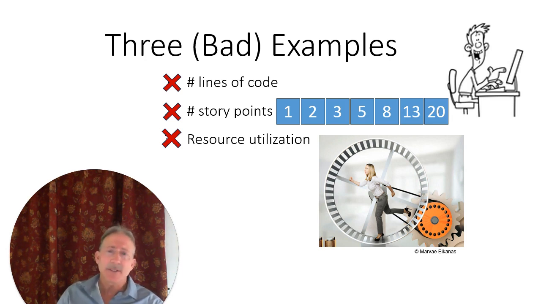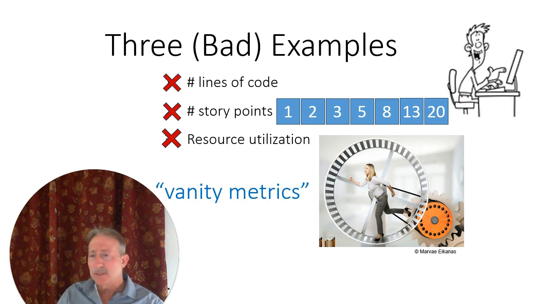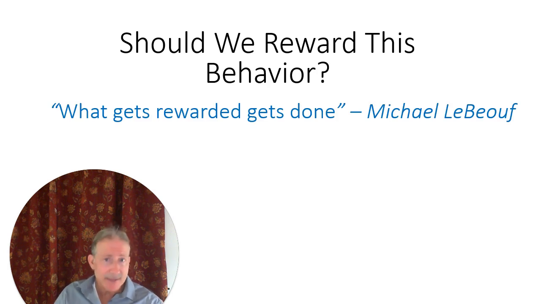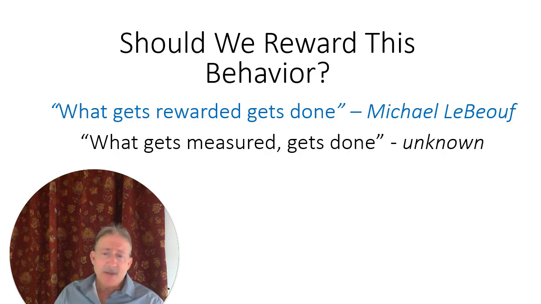And if you put these all together, they are what's known as vanity metrics. In other words, if you keep measuring it, it's going to be in vain. Won't give you what you want. But should we reward this, right? It's behavior that we're measuring, so we know what gets rewarded gets done, and what gets measured gets done. So yes, if we are measuring these things, then we are rewarding them. This is going to reinforce those behaviors that we just said we didn't want.